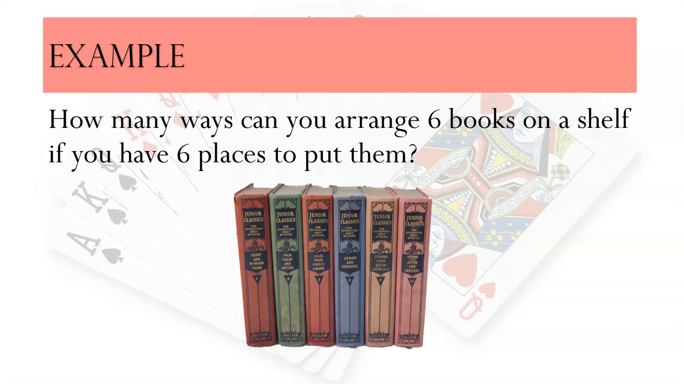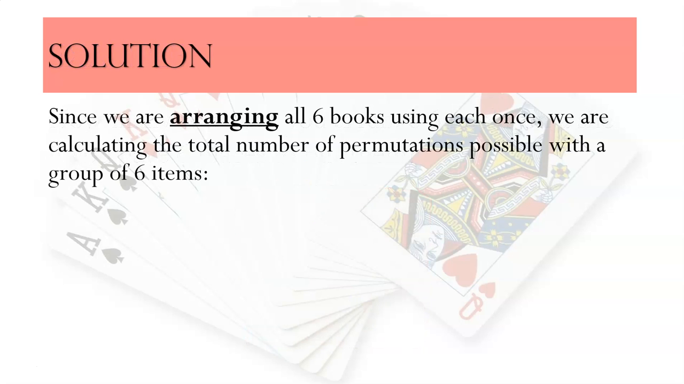In the next example, it says, how many ways can you arrange 6 books on a shelf if you have 6 places to put them? So again, the order is going to make a difference to us because we're rearranging this, and we're going to use all 6 books. This would be 6 factorial. 6 factorial, when I plugged it in, gave me 720.